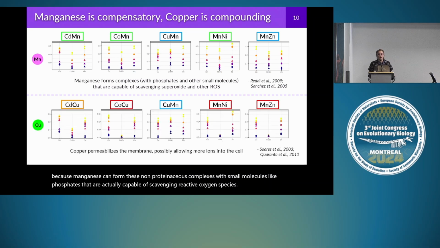Copper, on the other hand, has strong compounding effects with other metals, possibly because it permeabilizes the membrane, which might allow more metal ions to enter the cell. And this may be less strong in the combination with cadmium, because we know that the copper metallothionein chelator, CUP1, binds copper, but it also can bind cadmium. And then with manganese, maybe allowing more manganese into the cell increases the protective effect of those complexes.